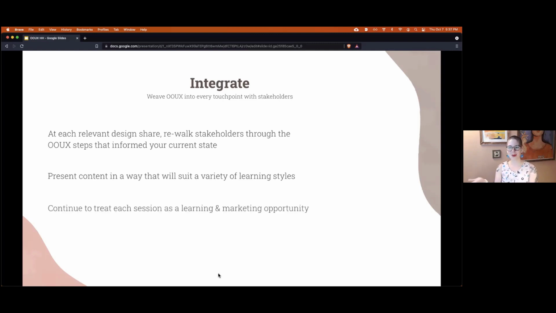And then we saw this before, but continue to think of this as a learning opportunity for your stakeholders, as well as a marketing opportunity. So really it's just weaving OOUX into the fiber of your design and research process and emphasizing how it informs designs. I'm not biased or anything, but I think that OOUX makes the design process much easier because of all of the upfront work and collaboration and agreement. So I'm always talking about it in my design processes as well. And then hopefully you can make it that much more salient at your company as a whole.